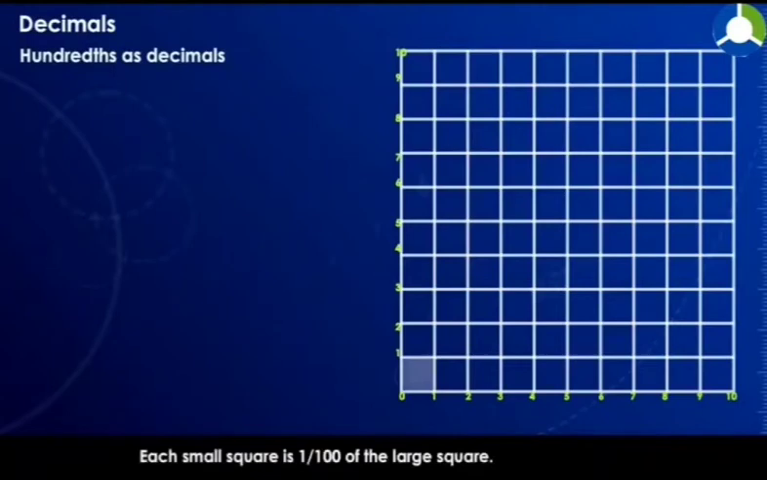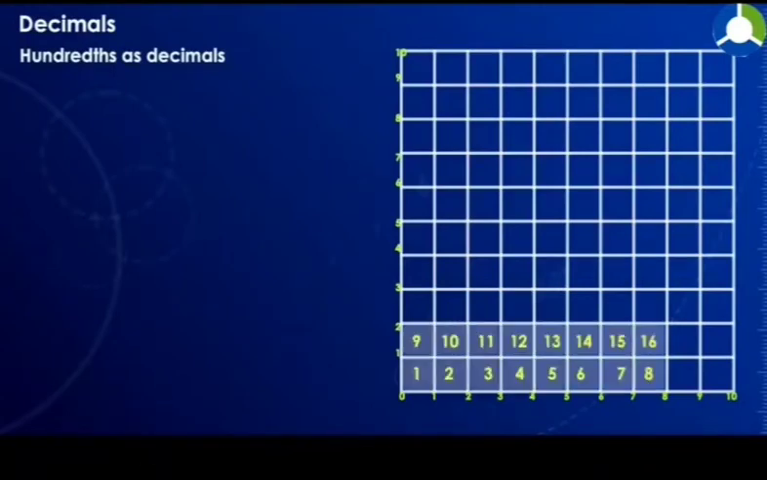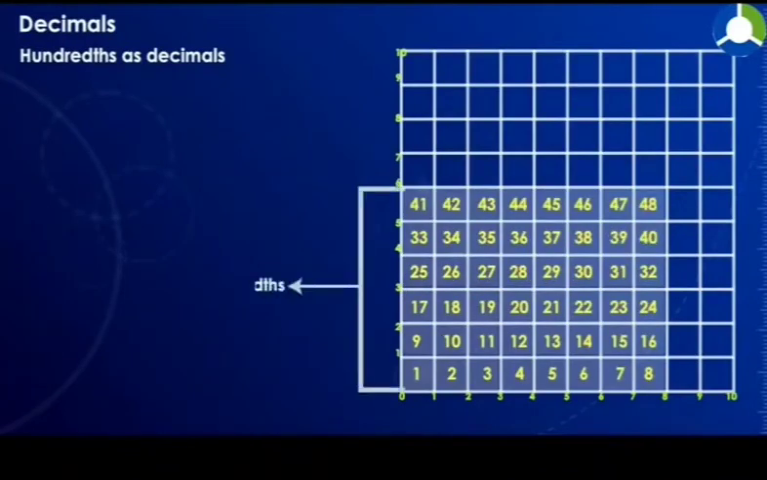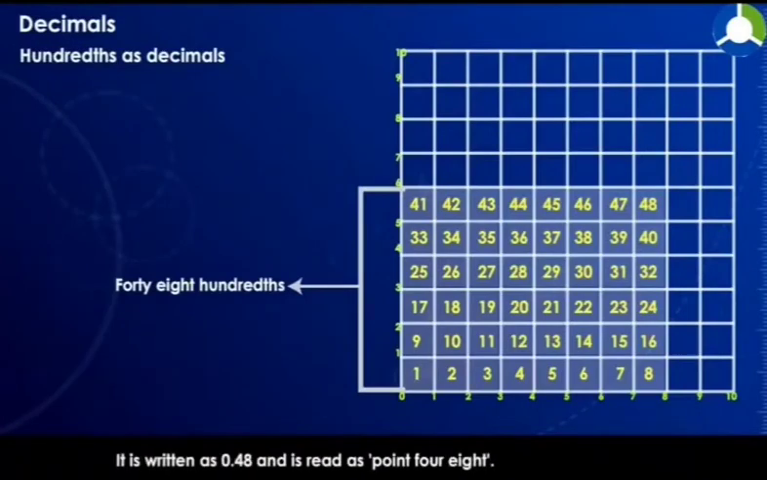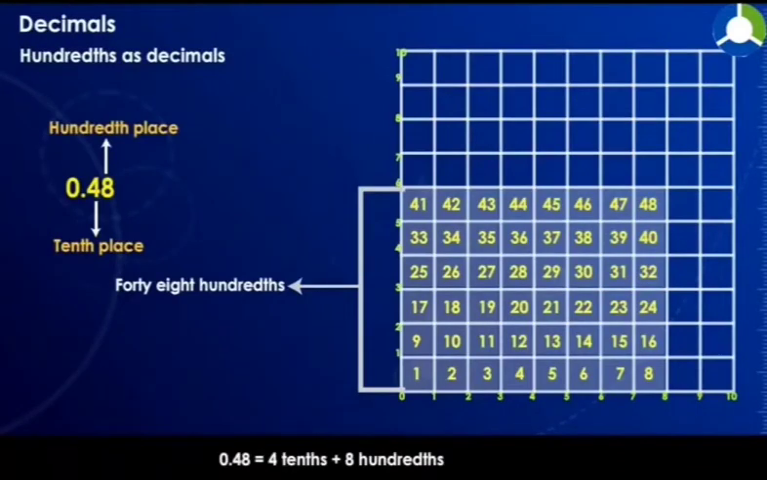Now children, hundredths as decimals. Each small square is 1/100th of the large square. Now look at the diagram. 48 hundredths is written as 0.48. Here the tenths place is 4 and at the hundredths place is 8. 0.48 is equal to 4/10 plus 8/100ths.